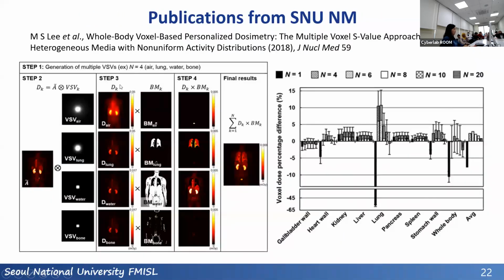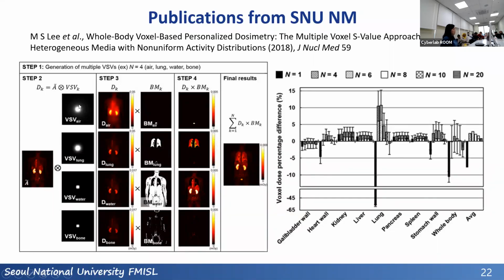So she mixed the voxel S values and the Monte Carlo simulation, as you can see here. The first step is the input of the cumulated activity, and she previously calculated the voxel S values by simply dividing our body into air, lung, water, and bone.